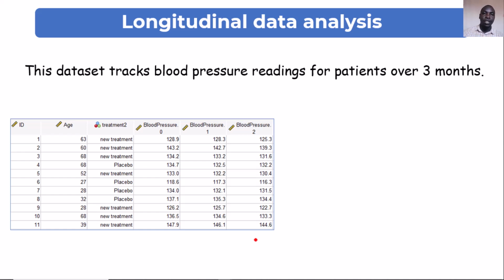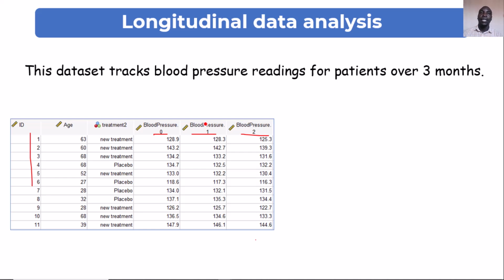In this data set, you're tracking blood pressure readings for patients over a period of 3 months. For each patient here, you have got 3 different measurements: at baseline or 0 months, then at 1 month and at 2 months. So you have got 3 repeated measurements for each individual, and you have other variables that you want to assess whether they influence this outcome.